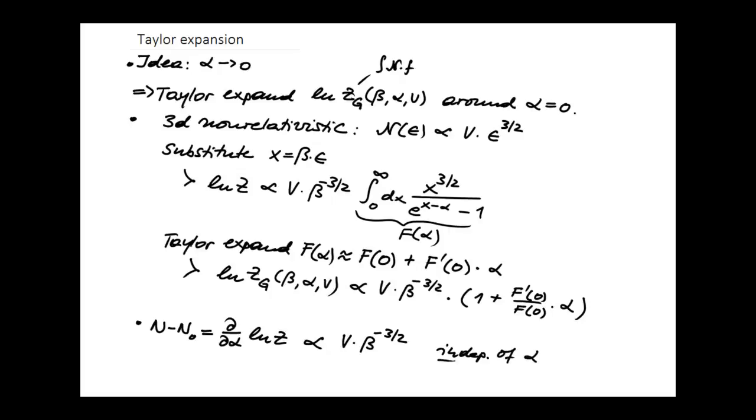If we Taylor expand, we get an approximate formula for the continuum part of the grand canonical partition function. This gives us an approximate formula for the number of particles outside the ground state. This helps to understand the phenomenon of Bose-Einstein condensation, and in particular it helps us to estimate the temperature, the so-called Bose-Einstein temperature, at which this Bose-Einstein condensation sets in.